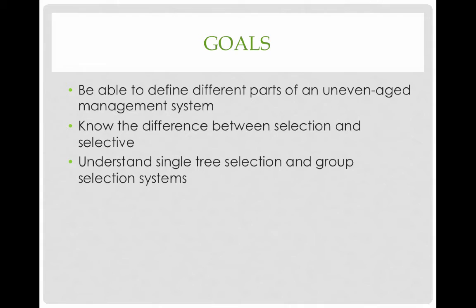This is a shift from our previous lectures where we've been talking about even aged or two age systems. Some goals for this class include to be able to find different parts of an uneven age management system, know the difference between selection and selective, and understand and be able to describe a single tree selection and a group selection system.